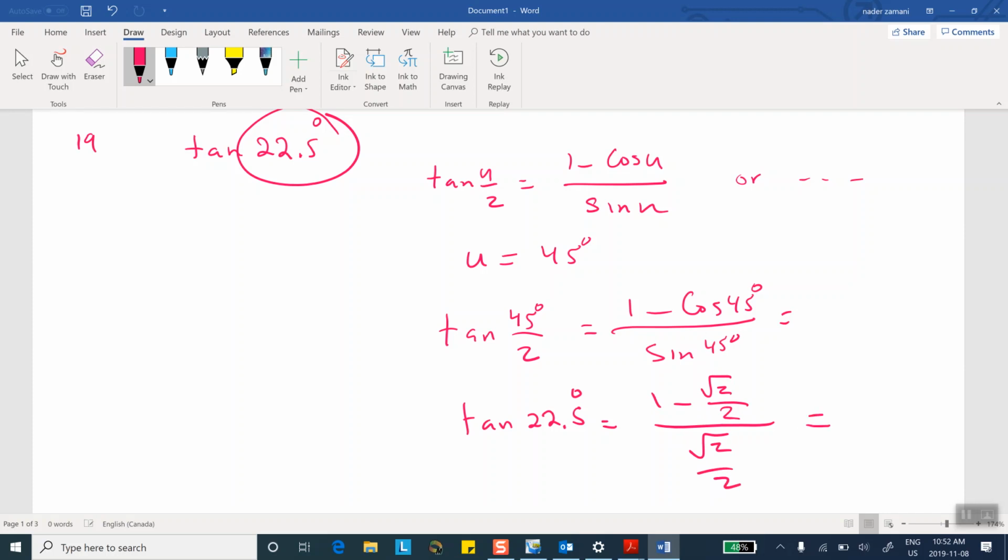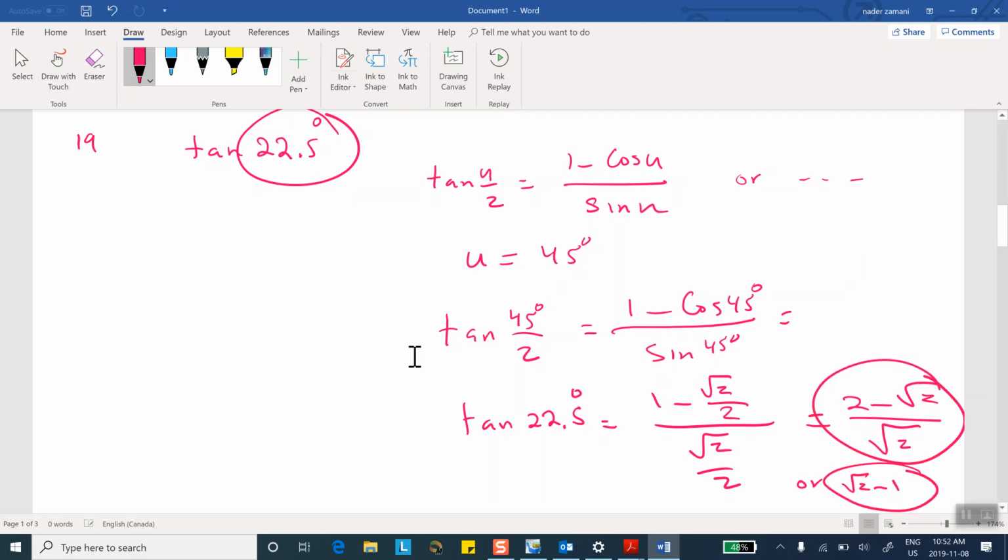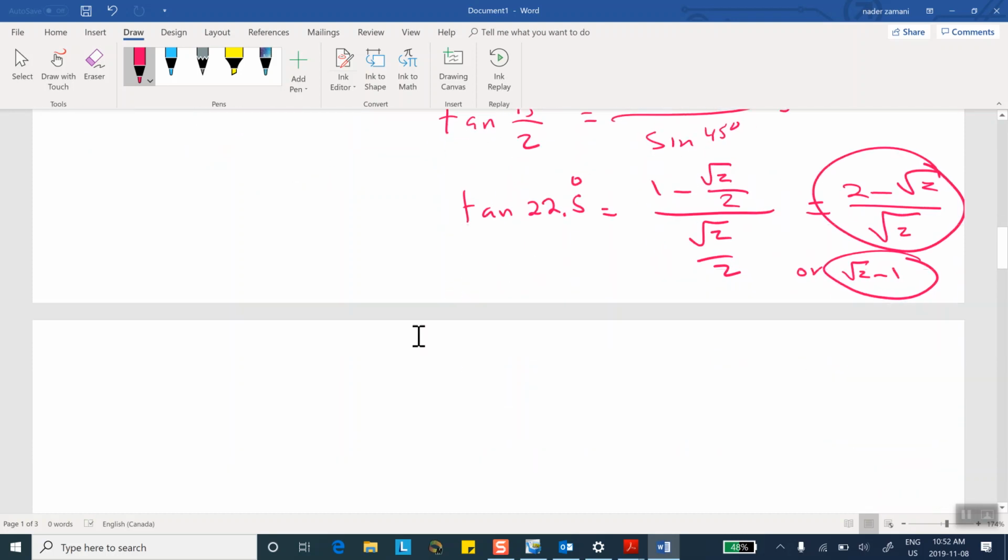And probably if you looked at the answer in the back of the book, it's going to be 2 minus root 2 over root 2. If you looked at the answer in the book, either it looks like that, or it will look like this, root 2 minus 1. Both of these are the same thing. All right, let's do number 20.